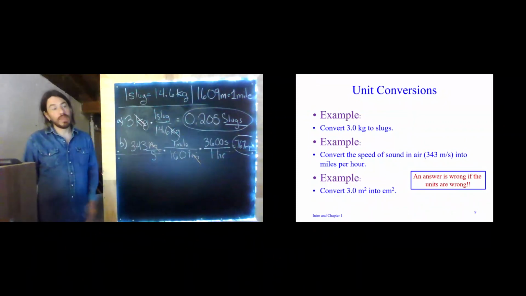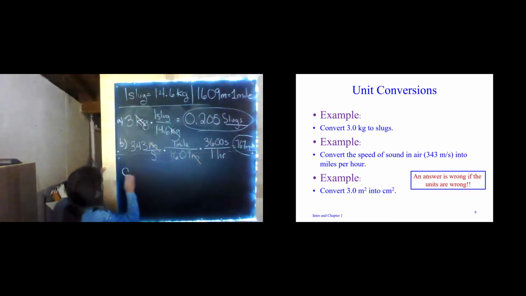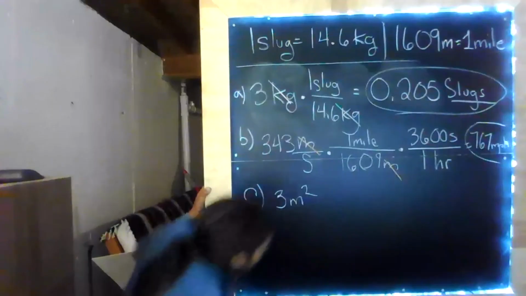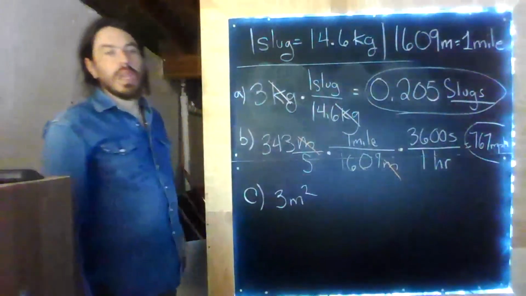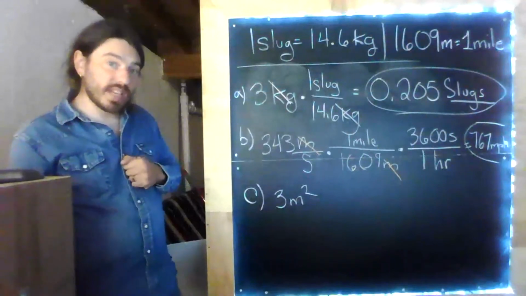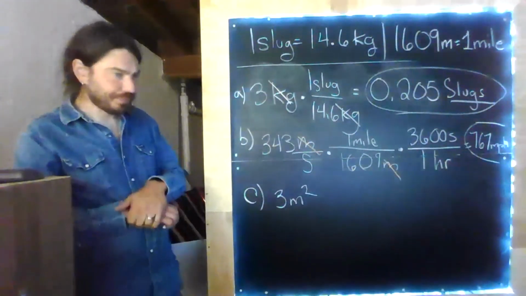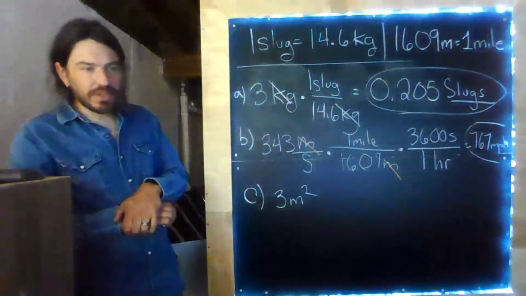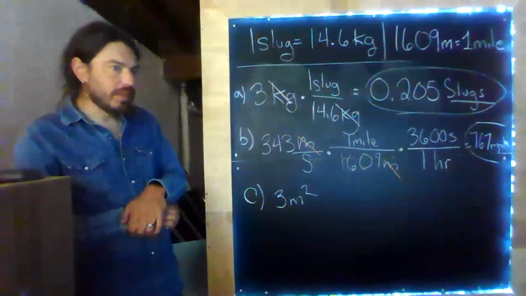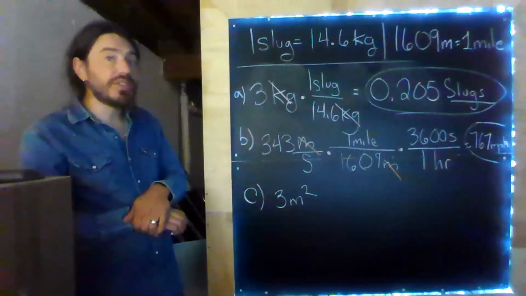This last one's a tricky one. 3 meters squared into centimeters squared. Okay, so remember our conversion. 100 centimeters is 1 meter. Do my centimeters go on the top or on the bottom? Well, I want my centimeters on the top so that my meters are on the bottom to cancel.